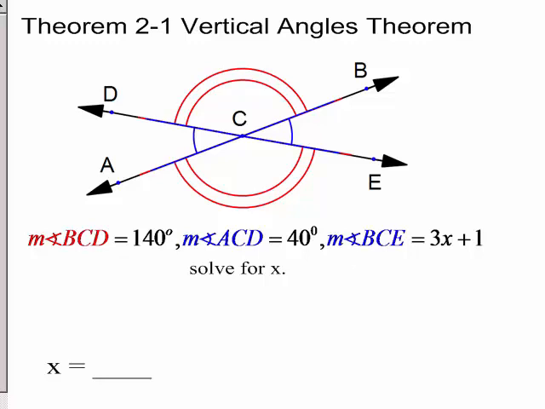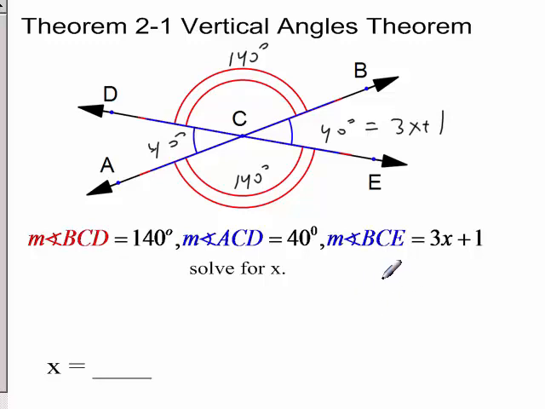Now we're going to do the problem with some algebra. So, BCD is 140 degrees, which means this angle is 140. And this is 40. And this is 40. And then the big question is BCE is this expression. BCE, so that means 40 is equal to 3x plus 1.